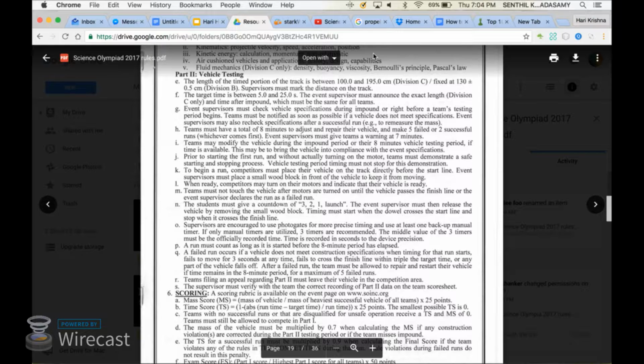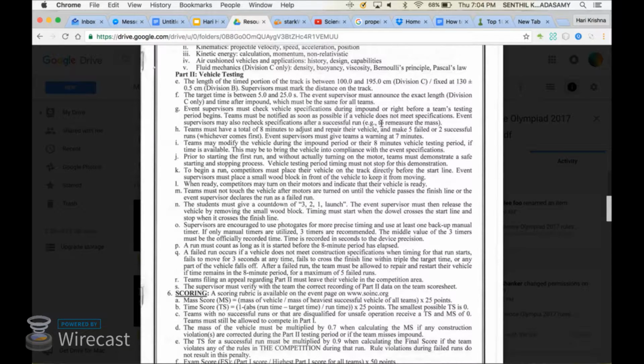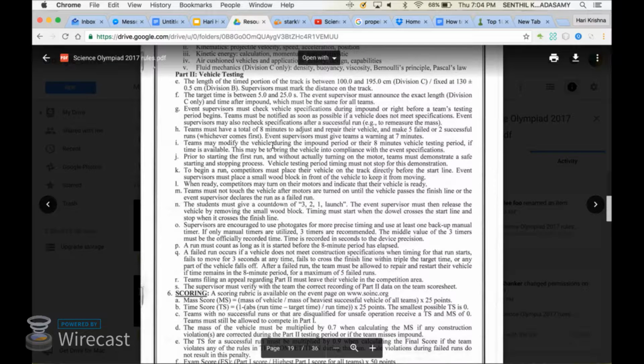So that means that when you get to run, you have 8 minutes to prepare and set whatever you need to, such as your microcontroller, which you might use to program the motors, or making your testing to see that your motor works and having a trial run. And then you get 2 and you can make 5 failed or 2 successful runs, whichever comes first.